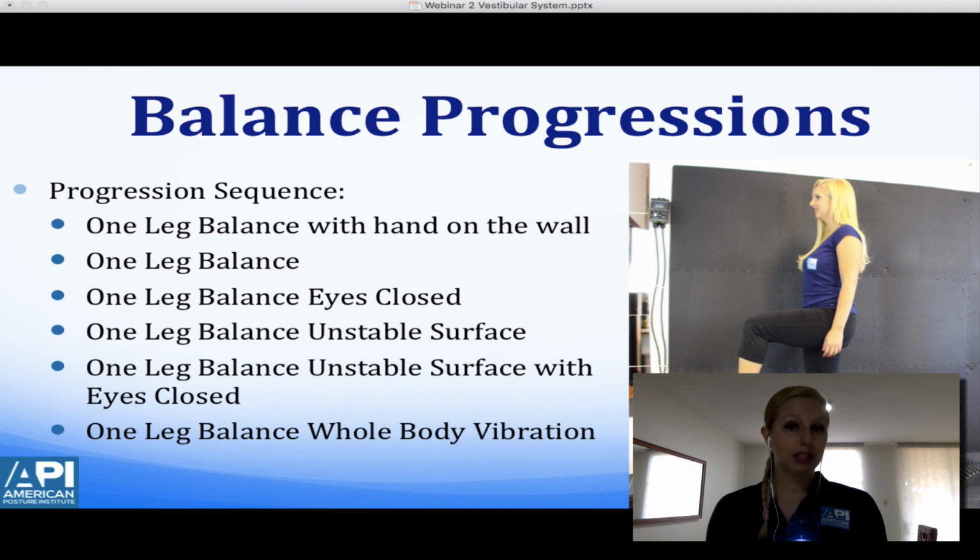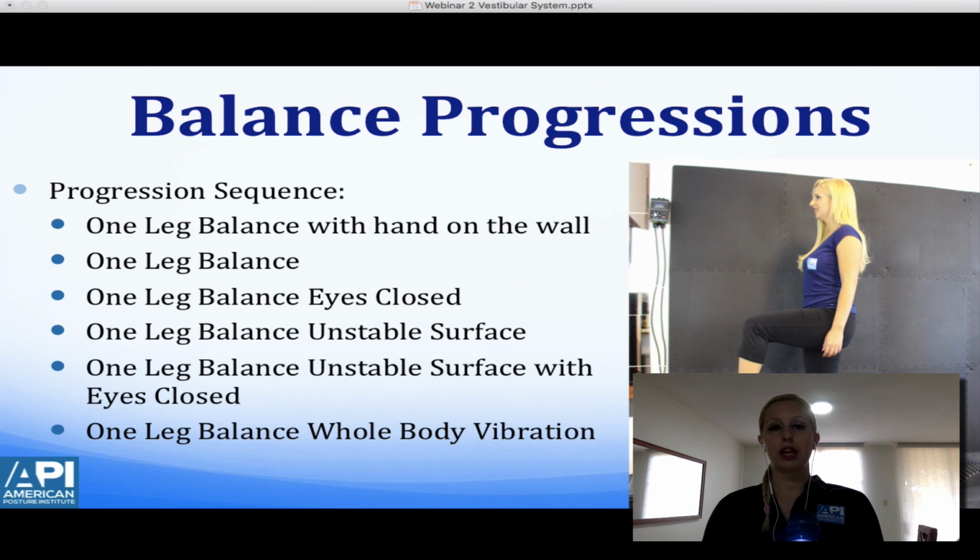So we tested them with one leg balance so we know which side of vestibular dysfunction they have. We do recommend that the patient does one leg balance on both legs for therapy, because we do want to develop the vestibular system on both sides from this perspective. So how does the progression sequence work?